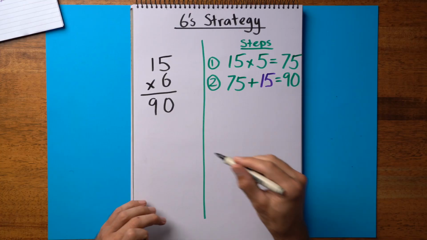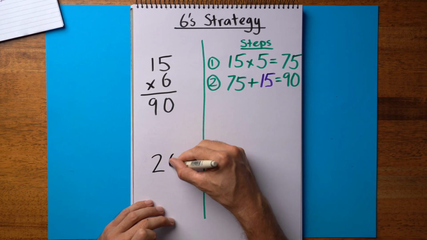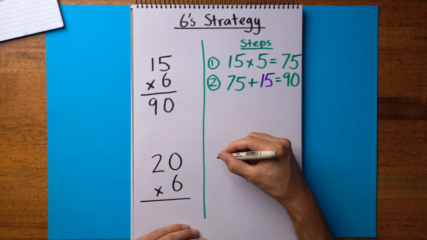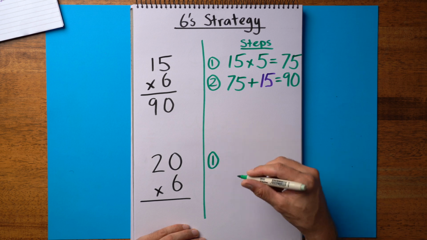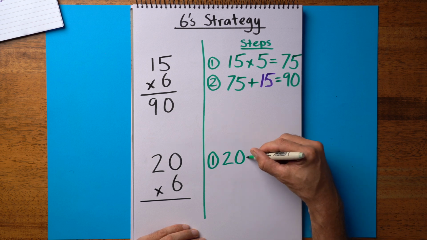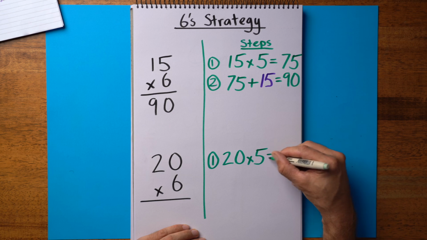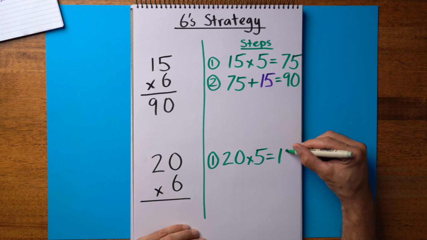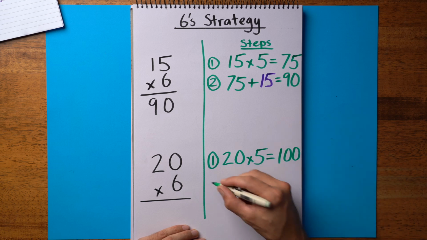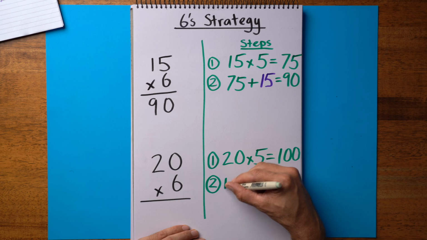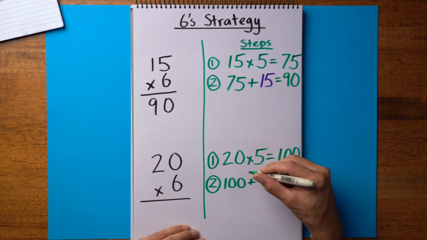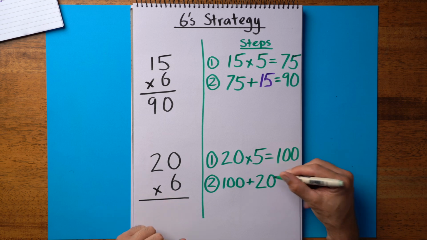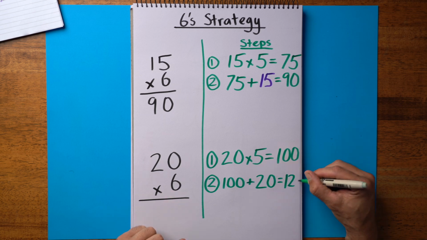And one more example. Find 20 groups of 6. Follow our steps. Step number 1, I'm going to have 20 groups of 5. I could think 20 groups of 10 is 200, and halve that would be 100. And then the second step is 100, and we're going to add 20 to make them groups of 6, not groups of 5. Give us a final answer of 120.